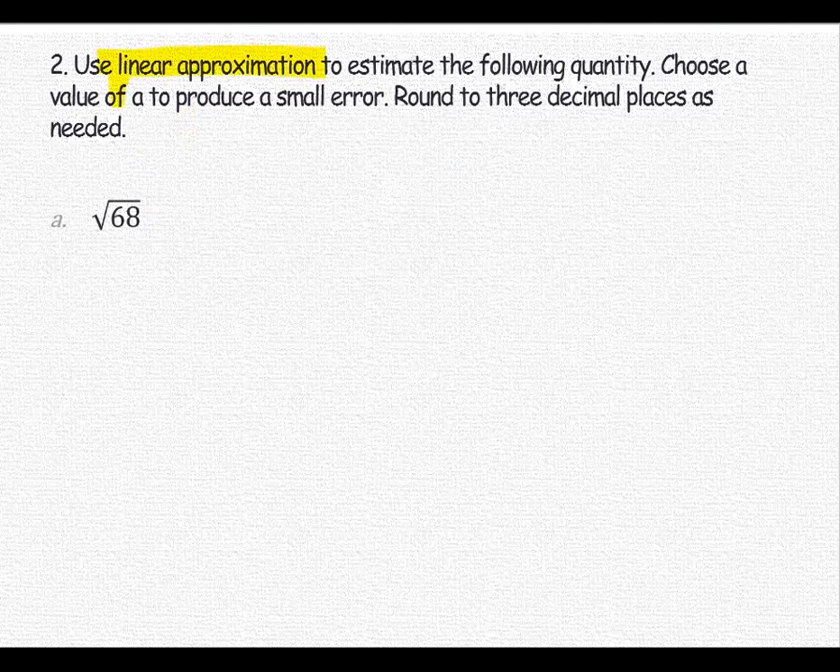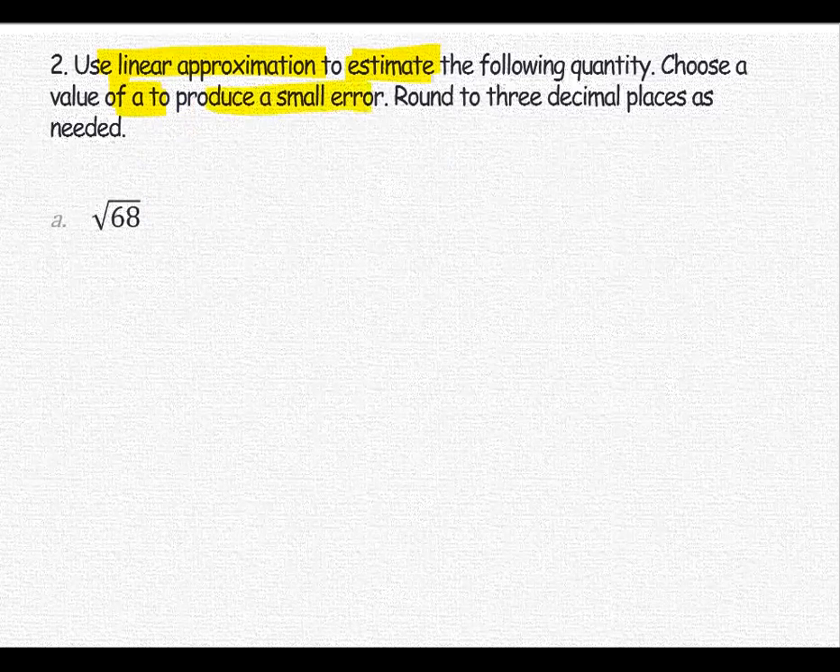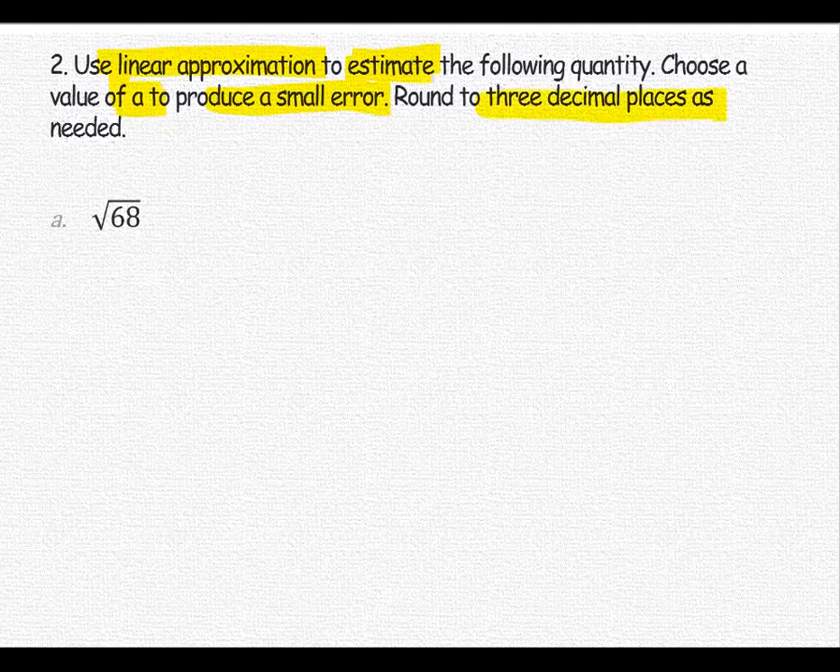Use the linear approximation, the key estimate using linear approximation, and we choose the value A. The problem will not give you what A is, but you have to pick the one that is convenient and also leads to a small error of approximation, and round to 3 decimal places as needed. And we can check the value by using the calculator for the exact number. The problem doesn't ask you to find the percent error.